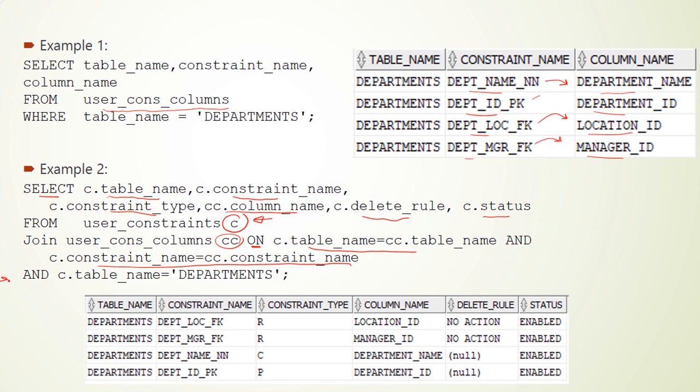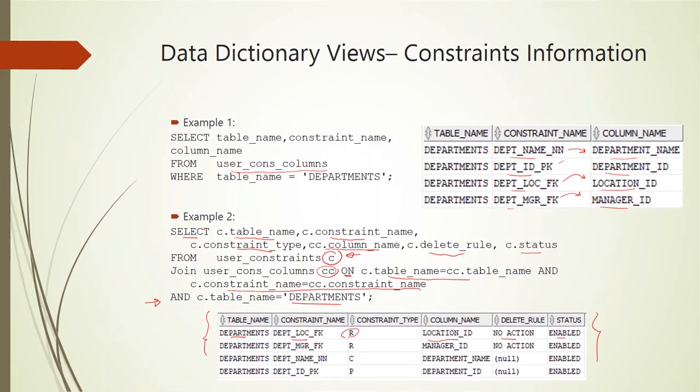And last thing, filter the output where table_name equals 'DEPARTMENTS'. I don't want to retrieve all constraints. I want to retrieve only the constraints created on the departments table. So here, this is the table name, departments. This is the name of the constraint, the type of the constraint, the column name, location_id, the delete rule here, and the status enabled. So we get information from both views using the join statement.